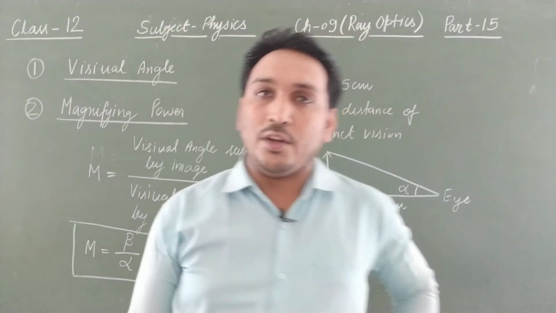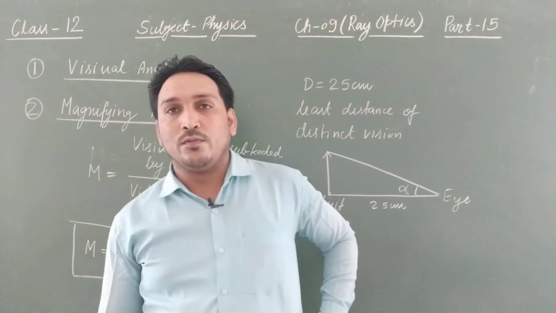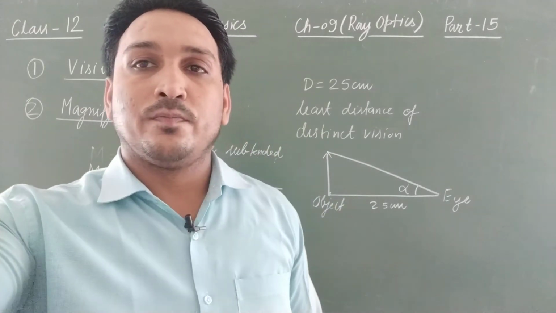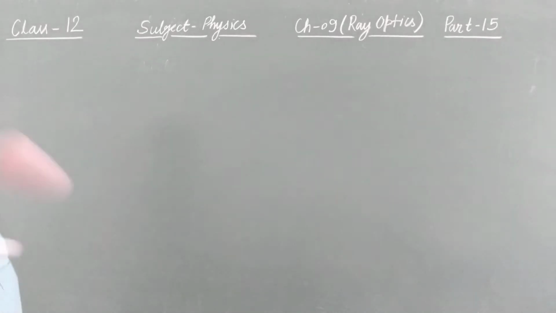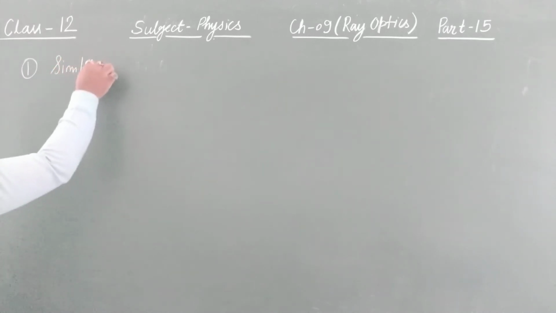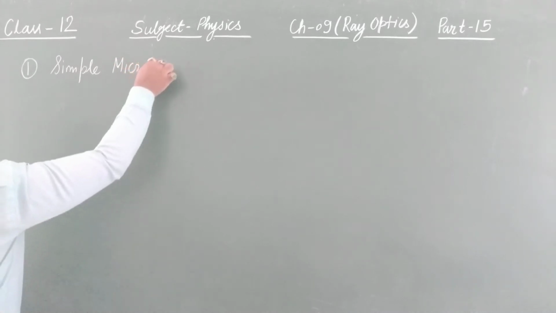So now we are ready to understand optical instruments. Let us start with optical instruments. The first optical instrument we are going to study is the simple microscope.